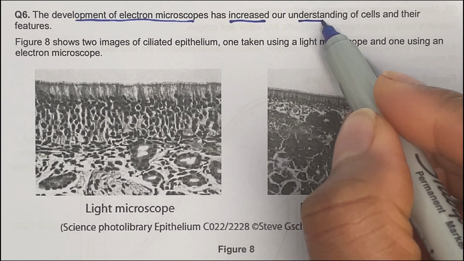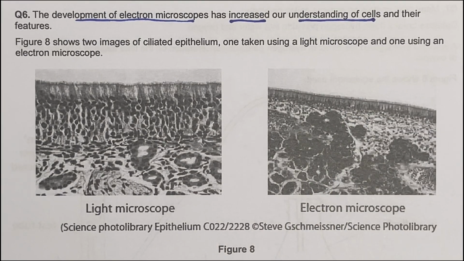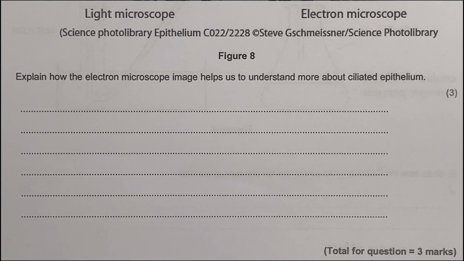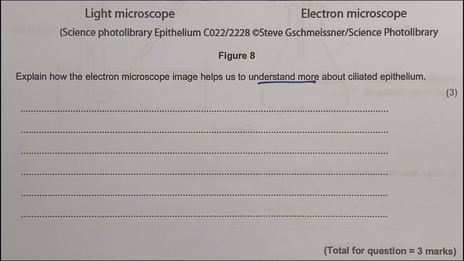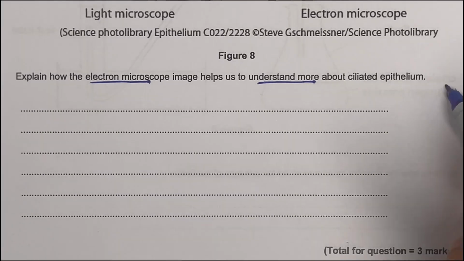Our understanding of cells and their features. Figure 8 shows 2 images of ciliated epithelium, one taken using a light microscope, one using an electron microscope. Explain how the electron microscope image helps us to understand more about the ciliated epithelium. Step 1, question is 3 marks.